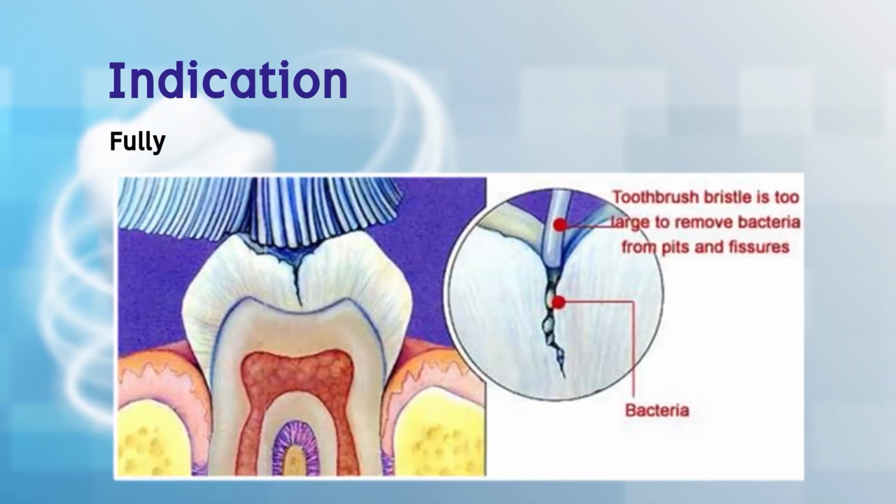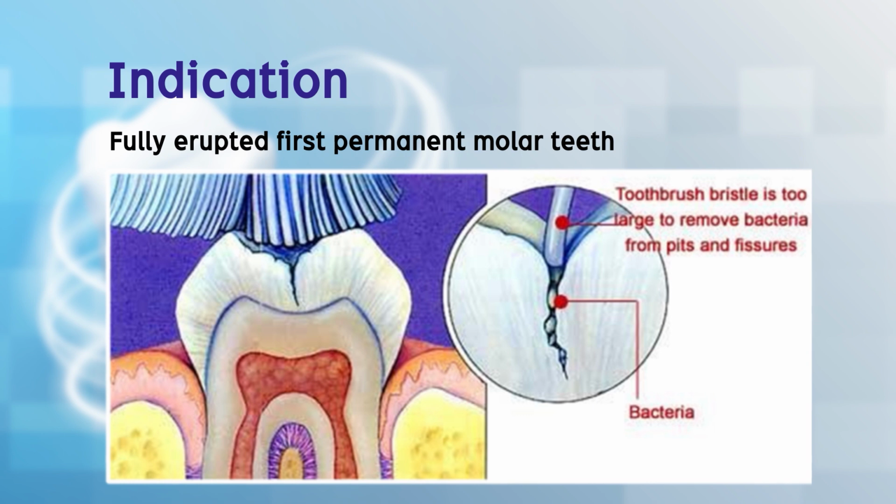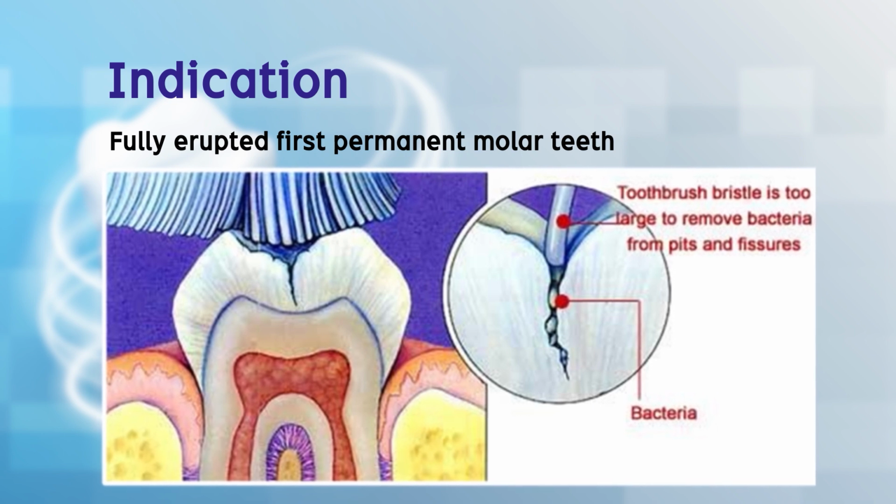Therefore, fissure sealant therapy is considered as a minimum invasive procedure which prevents and controls dental caries. This video provides a practice guideline for the application of fissure sealant in the school oral health program in Sri Lanka. Fully erupted first permanent molar teeth with deep pits and fissures should be sealed.